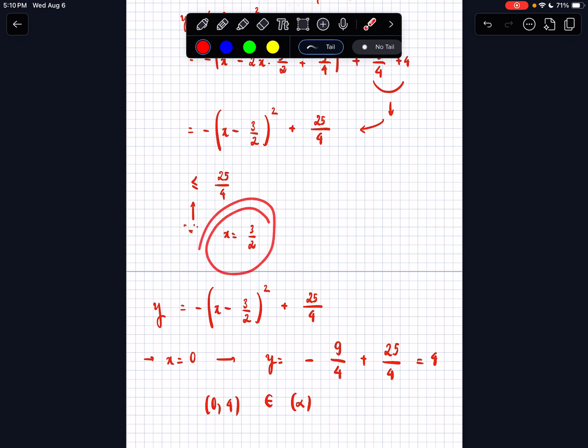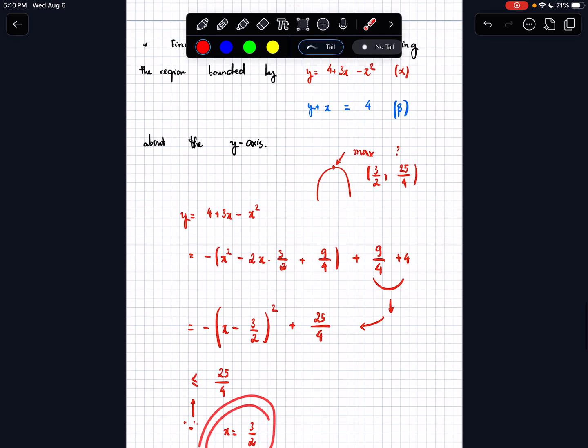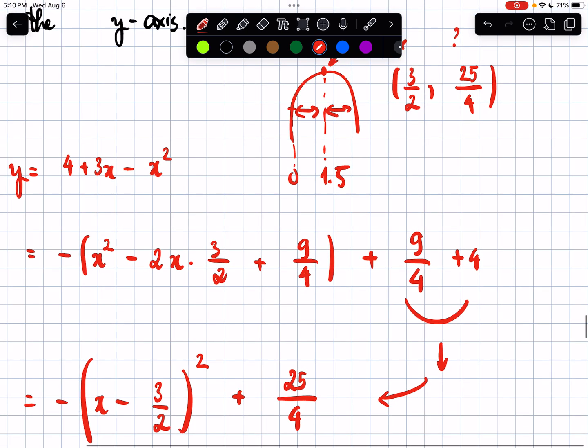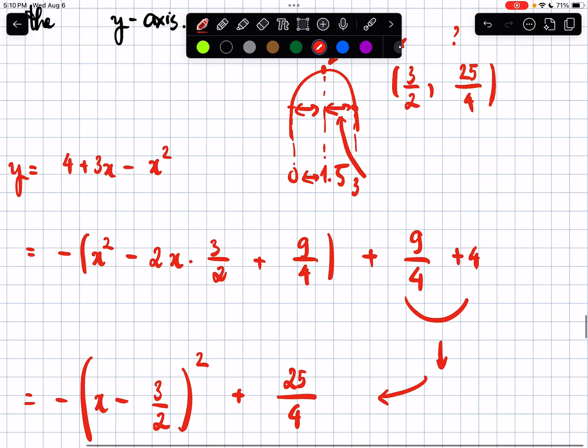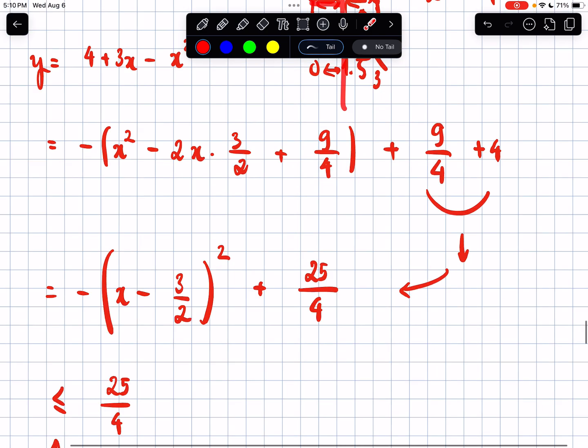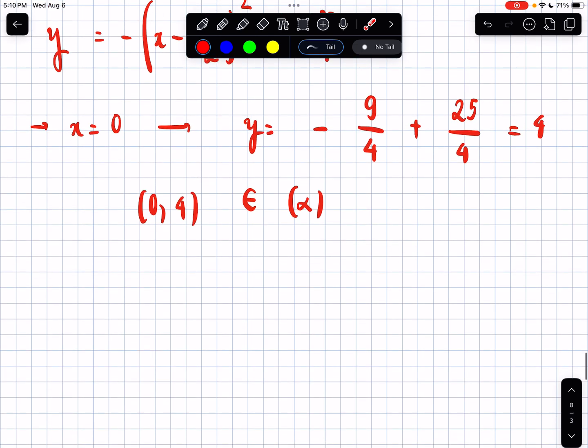Say 0 here. This is 1.5, as we said, 3 over 2, 1.5. This point corresponds to 0. The other one would be 1.5 plus 1.5, because this distance is 1.5. So we want symmetry. We want 3 here. This point corresponds to 3, because the distance to this axis is 1.5. So we know for sure that when x equals 3, y is also 4.